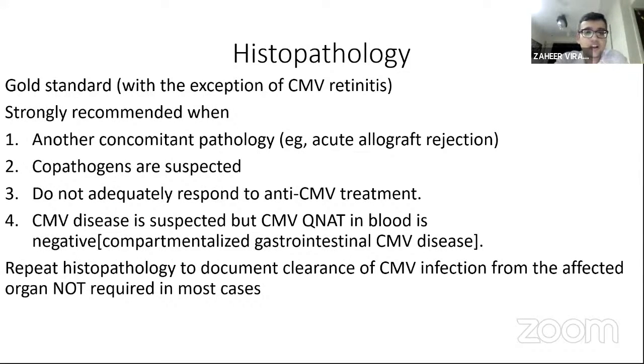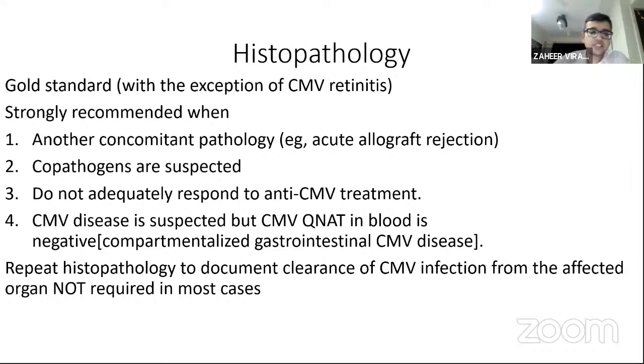So if you have acute allograft rejection with the CMV, like I said, that CMV can predispose you to rejection, to EBV. So in those cases, if you suspect co-pathogens, you can get a CMV and a BKV together if the patient has been immunocompromised a lot. If he is not responding to anti-CMV therapy, then one has to ensure that one has a histopathological diagnosis. And again, in compartmentalized CMV cases like gastrointestinal, one might need a histopathological diagnosis.